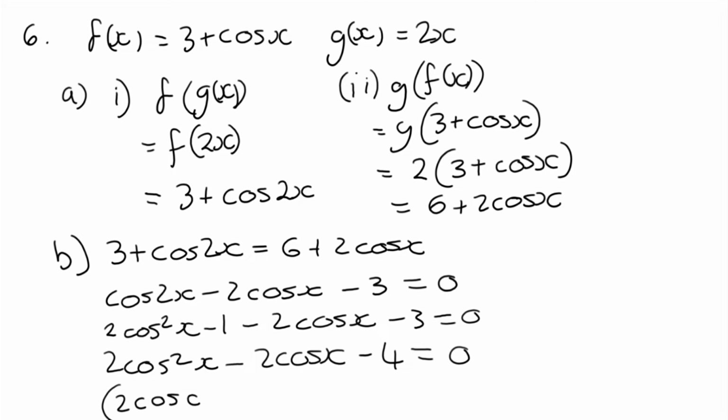So (2 cos x ...)(...) equals 0. 2 and 2 multiply to make 4. If we make that a minus and make that a plus, then it's minus 4 plus 2, which makes the minus 2 in the middle. Perfect. Okay, so now we just put both parts of the brackets equal to 0.